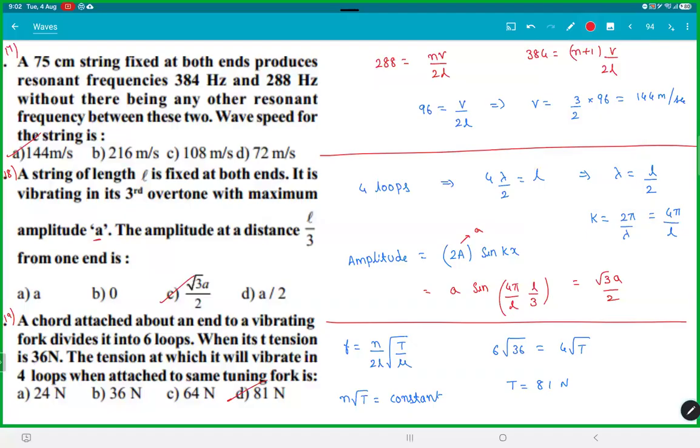Straightforward questions. These would be like mains, this will be very easy, but CET and BITS level questions, these are not everything. They do ask few of them. Yeah, just playing with those formulas. You see the major two formulas. y is equal to 2a sine kx cos omega t. f is equal to n by 2L root T by mu. They are the two major things.